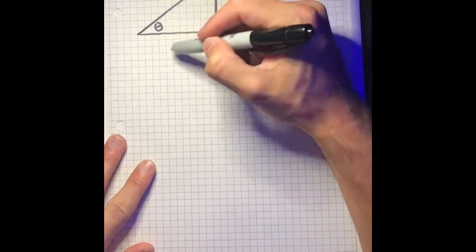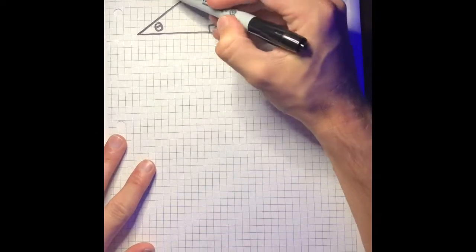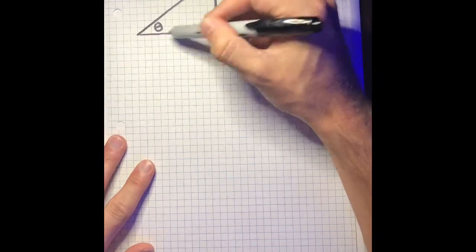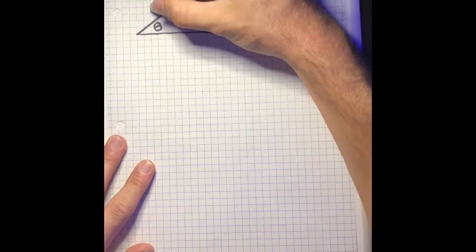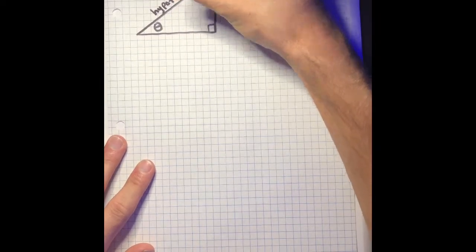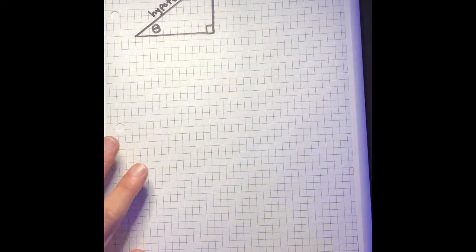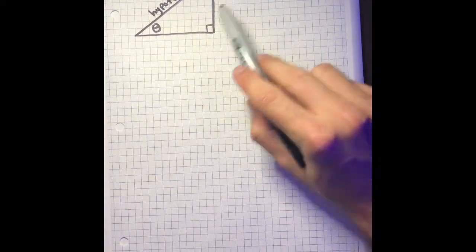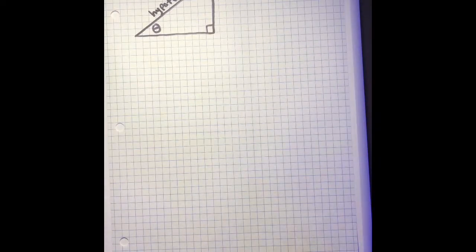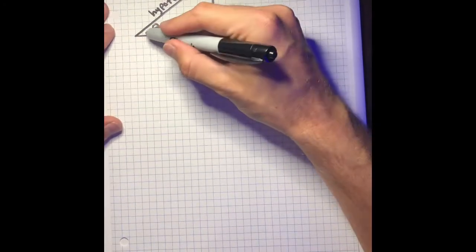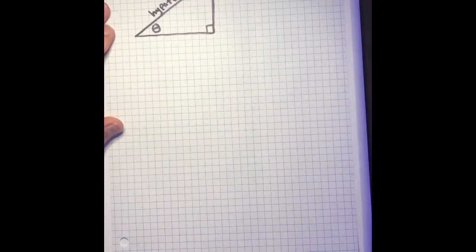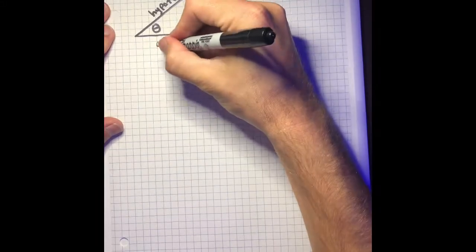Now, there are 3 sides on a triangle. This is the hypotenuse, this is the height, and this is the base. Now, the name of the hypotenuse stays the same. It's always the longest side on a right triangle. Now, the names of these we're just going to change, and we're going to change them in relation to where this theta is. So this side right here is very close to this theta. We're going to call this side the adjacent side.